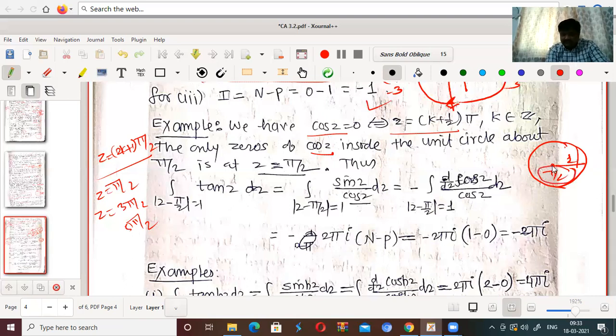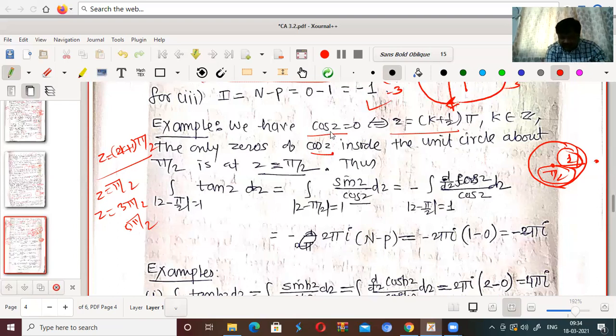Now what is the second zero of this function? 3 pi by 2. But 3 pi by 2 lies outside this circle because this circle has radius only 1 unit. It will go somewhere here, 3 pi by 2 somewhere here. Therefore there is only 1 zero. Isn't it? There is only 1 zero.